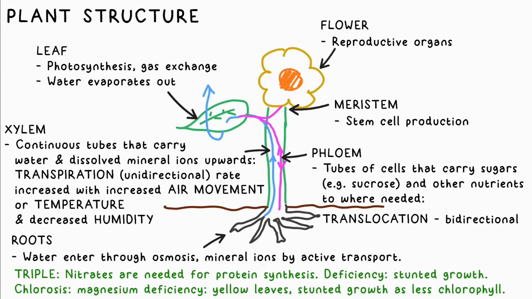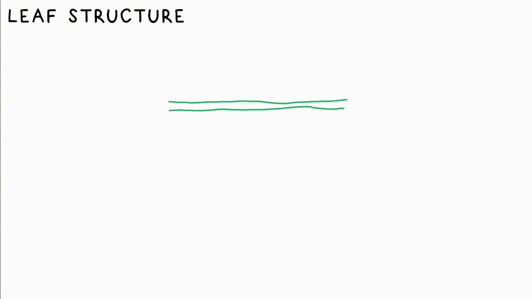Chlorosis is the scientific term for the yellowing of leaves. This can be due to magnesium deficiency, as it's needed to make chlorophyll. The cross-section of a leaf looks like this. Every layer has its own specific function.